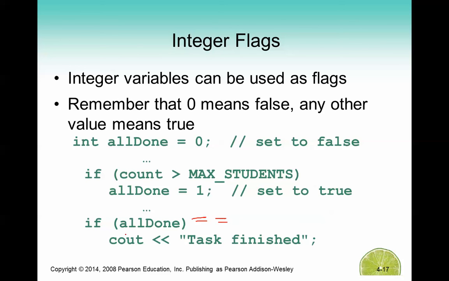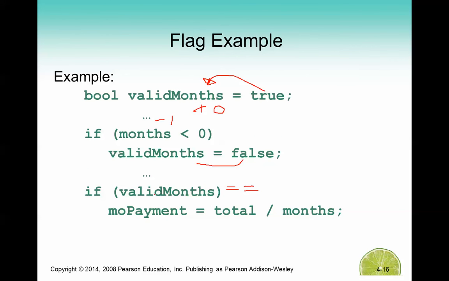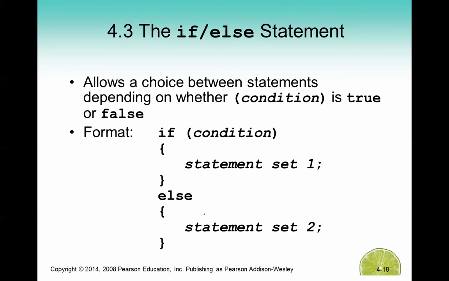If we're going to be testing an integer variable that is set as a flag, or a Boolean variable that is set as a flag, we don't need the equal to. It's always going to be testing for true. In this case, valid months, is this true? Then we're going to be doing this. Valid months, is it false? We're going to be skipping this part. Okay, so we're going to stop right here, and we're going to implement this. Questions before we start?